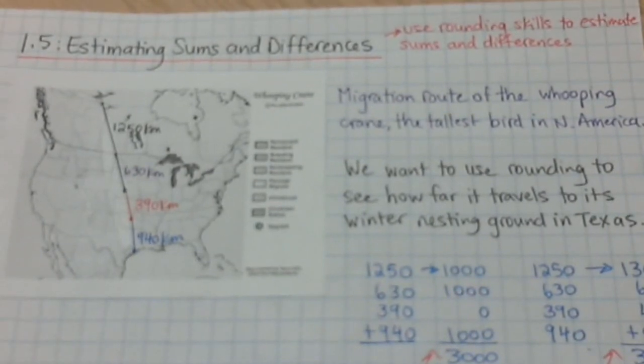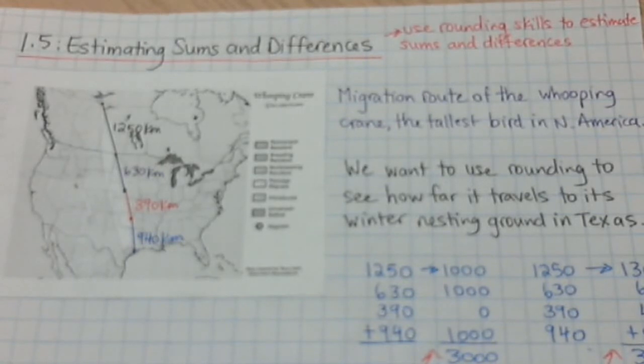This map, a neat map I pulled off the internet, shows the migration route for the whooping crane. The whooping crane is the tallest bird in North America. It was quite endangered for a long time. They don't live in very many places in North America. They basically live in Alberta in the summer. At least this is in Canada. There's a couple communities in the States.